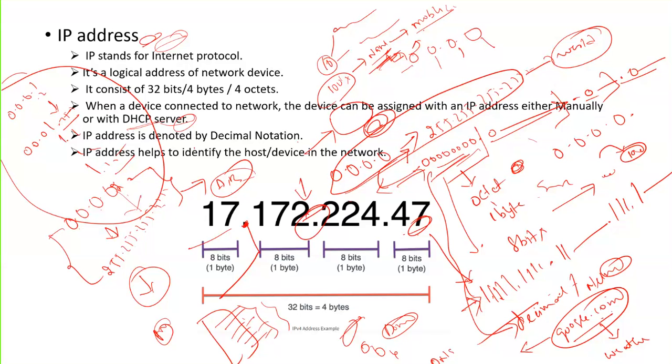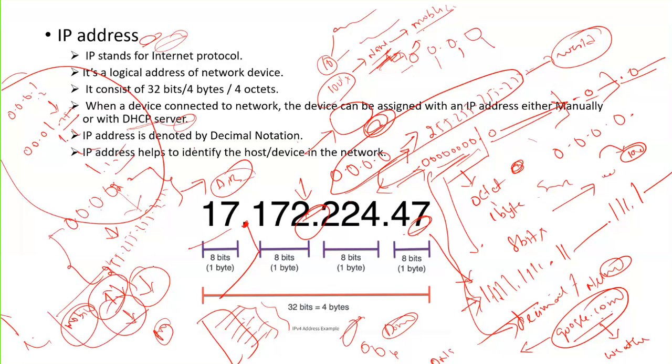One more thing I want to let you know: this IP address will be changed automatically. If you are connected to your mobile network, you get some IP address. But if you turn off mobile data and connect to a Wi-Fi network, you'll be assigned some other IP address. It's not the same.